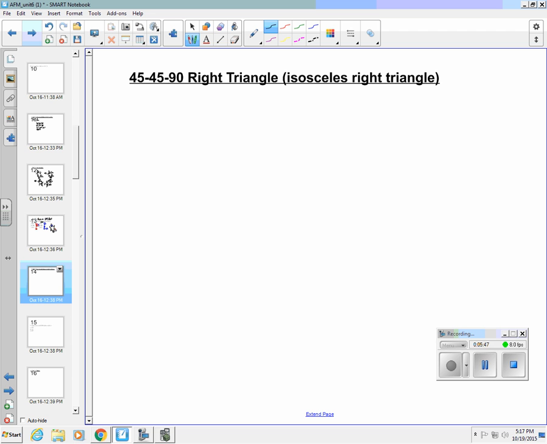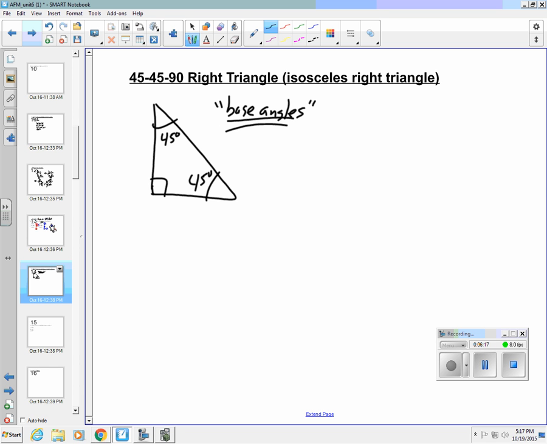So the other special right triangle is the isosceles right triangle, the 45, 45, 90. Again, those numbers refer to the angle measures. So we have two angles of 45 degrees, and the third angle is a right angle, makes it a right triangle. These two congruent angles in an isosceles triangle are called base angles. Whenever we have two base angles congruent, we know we have an isosceles triangle, which means the two opposite sides will also be congruent.